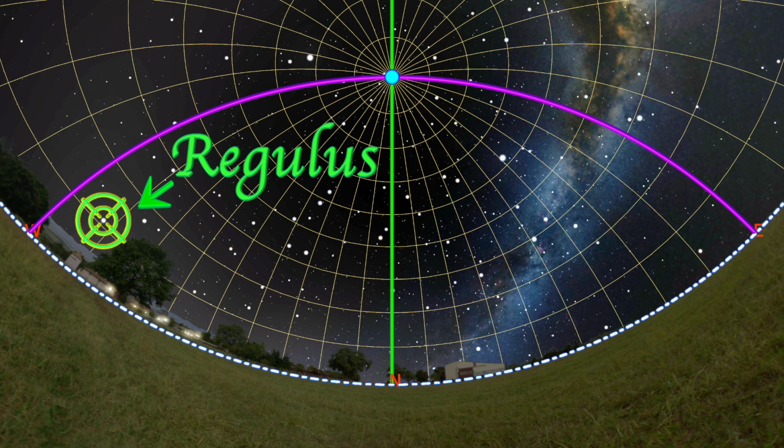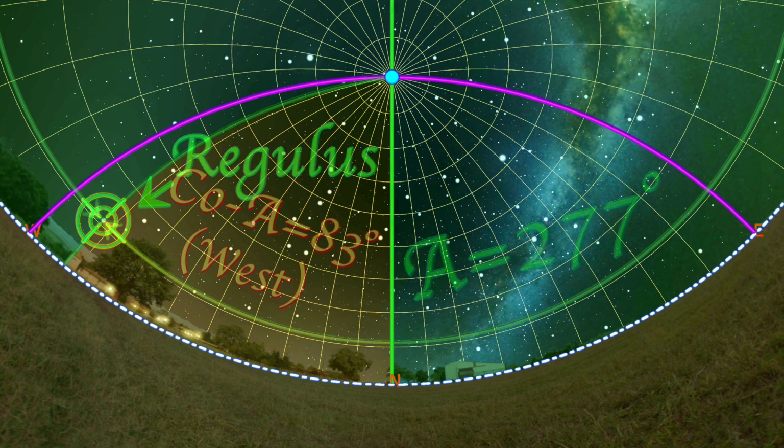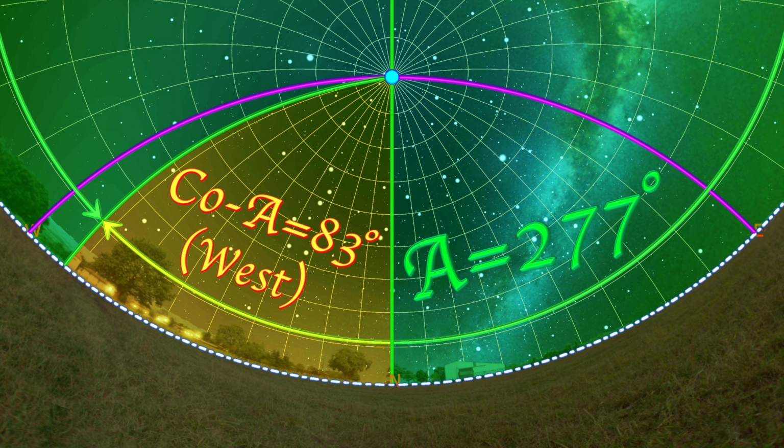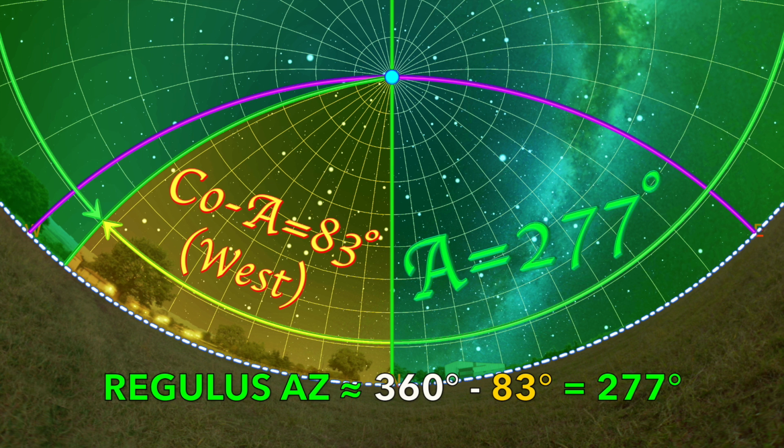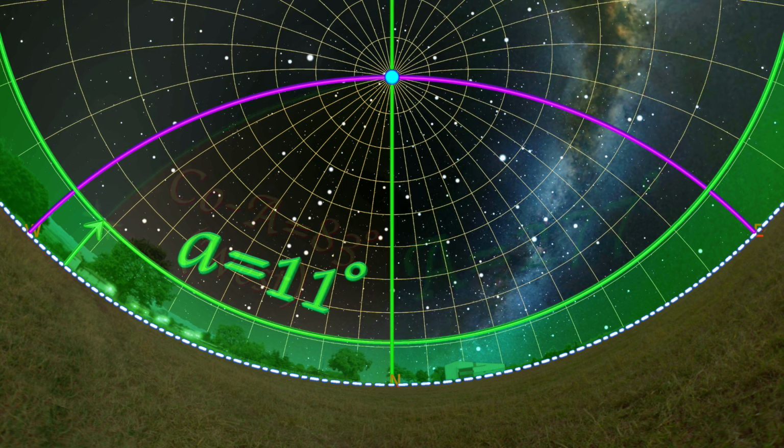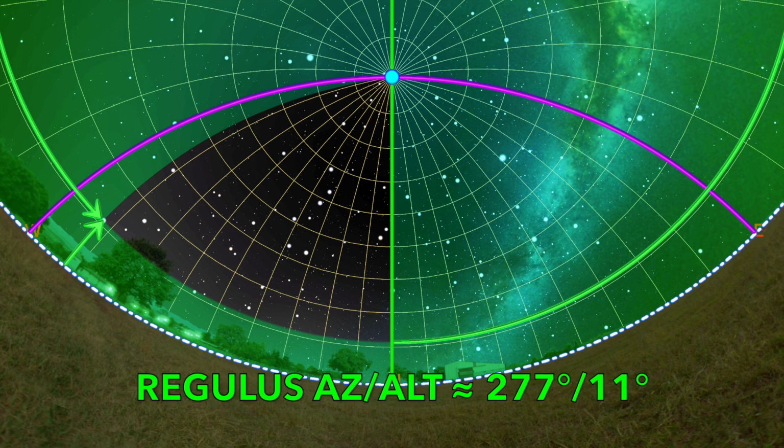Next, we will take a look at Regulus, which is currently located to the west. Since azimuth is measured eastwards from north, we can subtract Regulus's westward angle from 360 to determine its current azimuth. Using the azimuth grid, we can determine that Regulus is currently located about 83 degrees west of north. After subtracting 83 from 360, we arrive at an azimuth coordinate of 277. Next, we will use the altitude grid like we did before to approximate Regulus's current altitude, which is about 11 degrees.